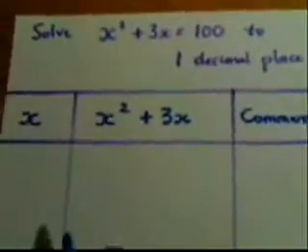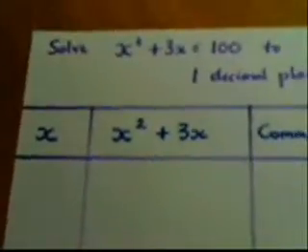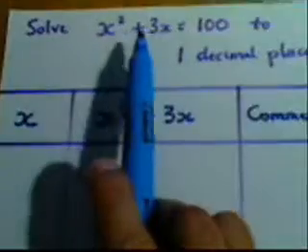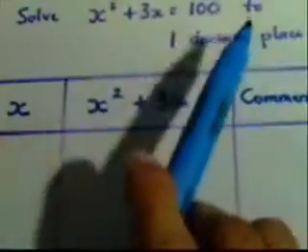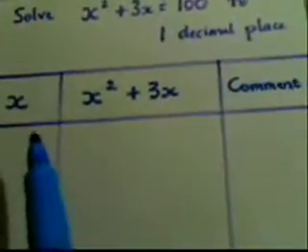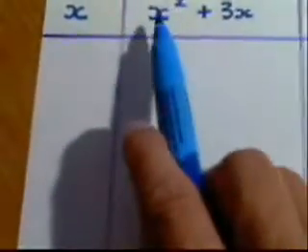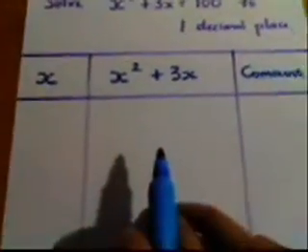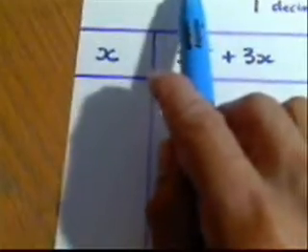Okay, here's a second example of how we use trial and improvement to solve an equation. So we're trying to solve x squared plus 3x equals 100, giving our answer to one decimal place. So once again we're going to have our table in place with the value column for x, the expression x squared plus 3x, and then our comment to say whether our trial is too high or too low.